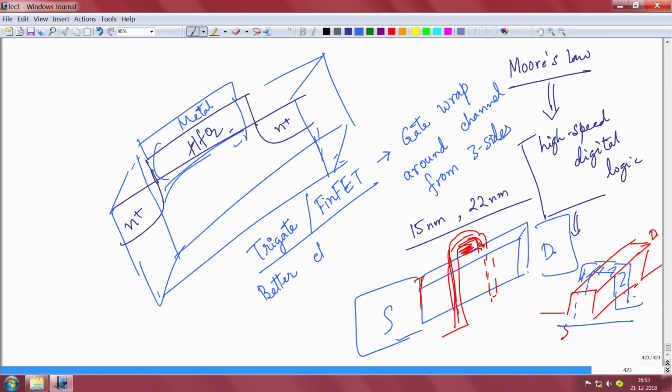A better channel control is coming because you have your gate that wraps around the channel and it gives you better control of short channel effect, better control of threshold voltage, current modulation and so on. So commercial devices in processors and all actually employ tri-gate FinFET architectures.